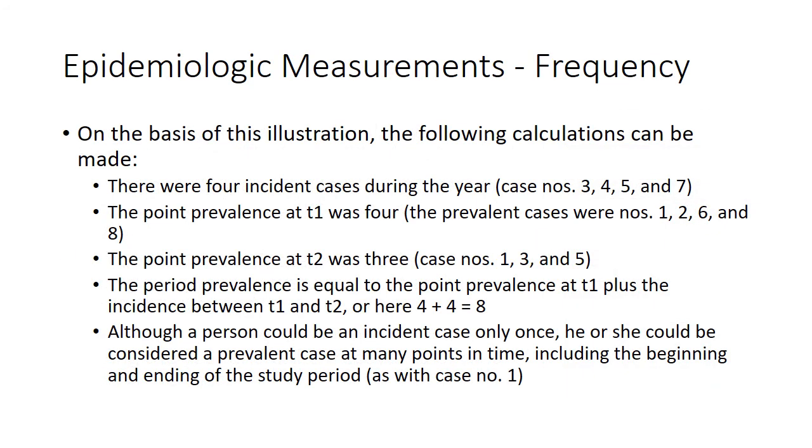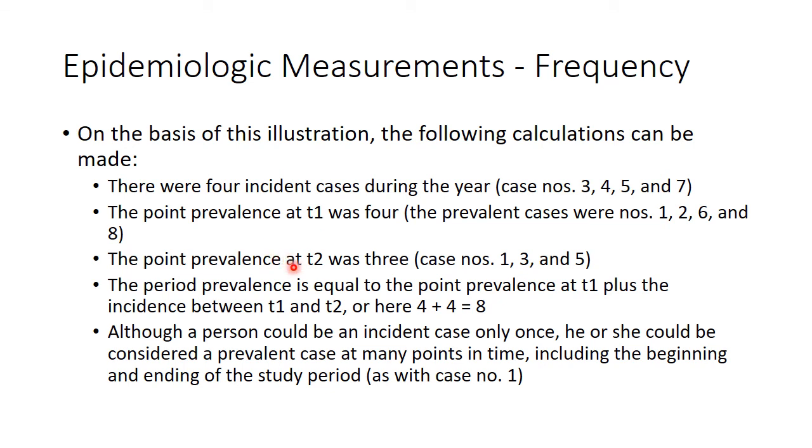So on the basis of the illustration, we can make the following calculations. For instance, we were looking at the incident cases during the year. These would be cases of new disease that occurred during that time period. New incident cases would be considered to be 4, right? So it was number 3, 4, 5, and 7. Okay. The point prevalence at T1, how many people actually had the disease at time 1, the beginning of the study, was 4. Basically, the prevalent cases there were number 1, 2, 6, and 8, right? So they all started the period T1 actually having the disease.